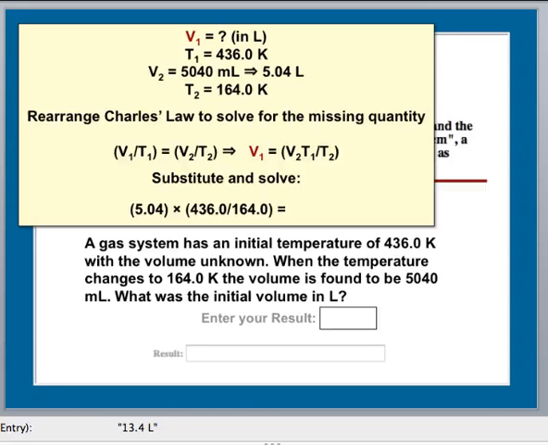So we take that, we substitute in our numbers, 5.04 liters. Here's our two temperatures. For initial temperature was 436, our final was 164. This is 13.4 liters. Any questions?